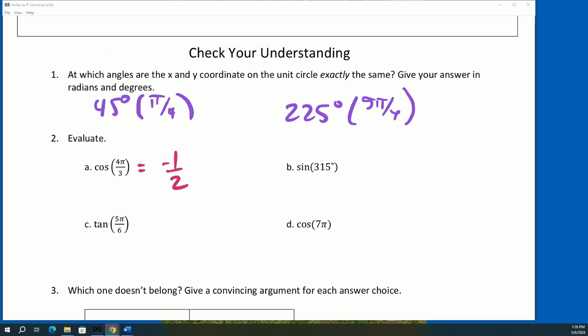And then for b, we're going to go to 315 degrees, and we're finding the sine. So what is it going to be? Negative square root of 2 over 2. Yeah, we're just going to use the y coordinate there.